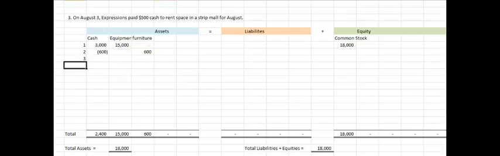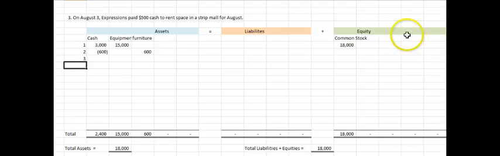Okay. On August 3rd, Expressions paid $500 cash for rent space in a strip mall for August. Okay, let's take a look at what are the accounts affected by this transaction. Cash, which you know is an asset, and rent. Well, what type of item is rent? Earlier we said that rent is an expense, so it's a cost of doing business, and expenses are a subcategory of retained earnings. So what type of account is retained earnings? It is an equity account.